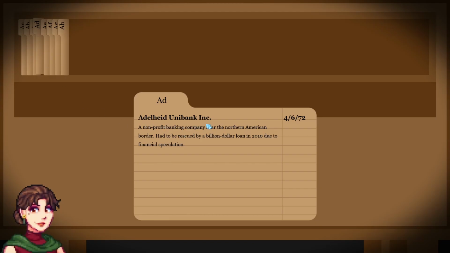Adelheid Unibank Incorporated, a non-profit banking company near the Northern American border, had to be rescued by a billion-dollar loan in 2010 due to financial speculation.